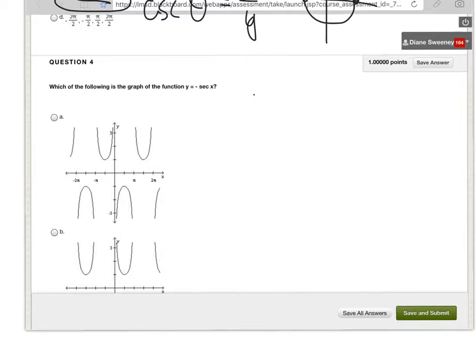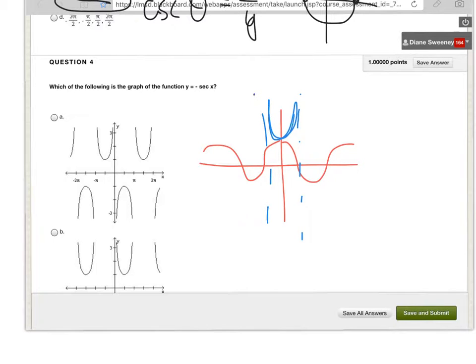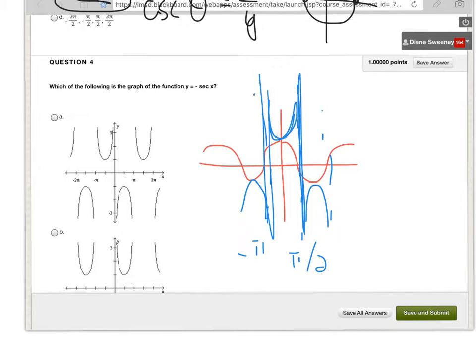For question number 4, we're looking for the graph of negative secant of x. And I can quickly create the graph of secant of x because I know that secant is the reciprocal of cosine. And cosine is a graph that I know well. So if that's the graph of cosine, secant is going to be this blue graph right here. So that's the graph of secant. And I know that secant has asymptotes at pi over 2 and negative pi over 2.